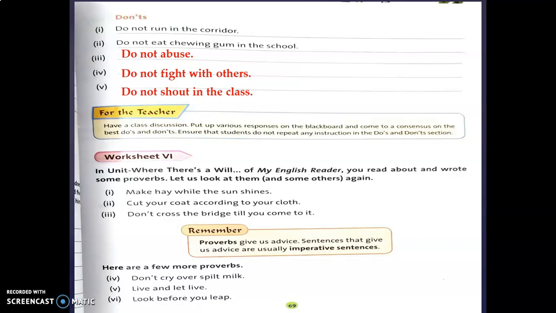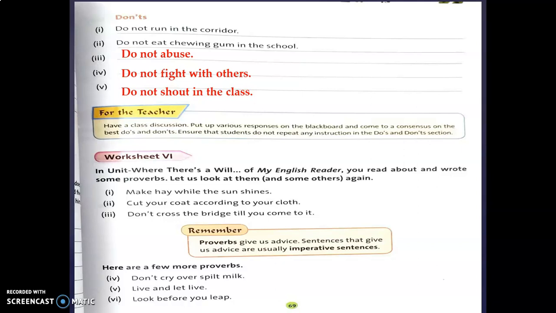In the unit Where There Is a Will of your English reader, you read about and wrote some proverbs. Let us look at them and some others again. Make hay while the sun shines. Cut your coat according to your cloth. Don't cross the bridge till you come to it. Children, remember, proverbs give us advice. Sentences that give us advice are usually imperative sentences.